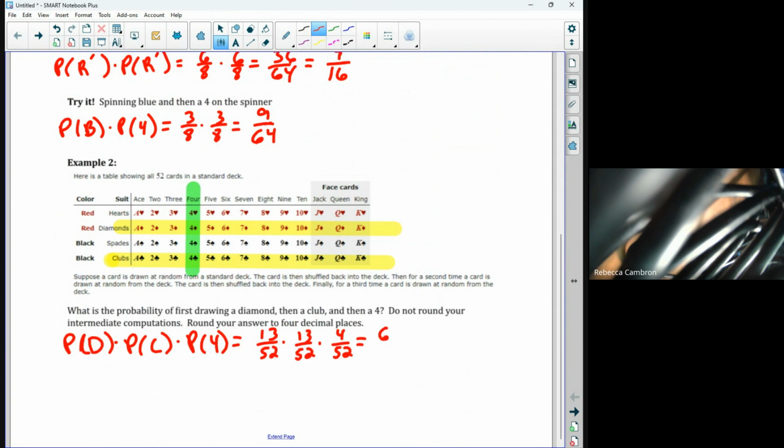Definitely had to get out my Desmos on this one. 676 over 140,608. This one, again, please read, says round to 4 decimal places. So when I put that in Desmos, I get 0.0048.